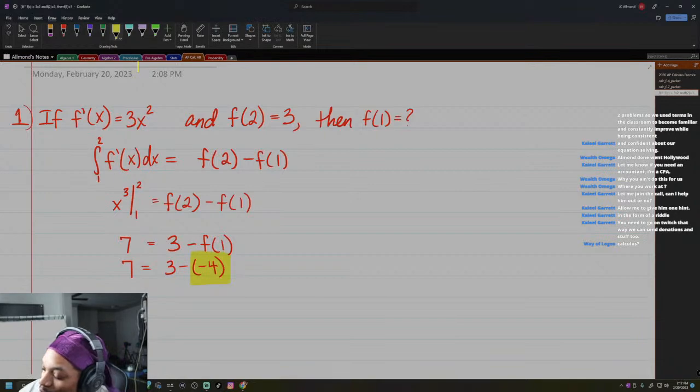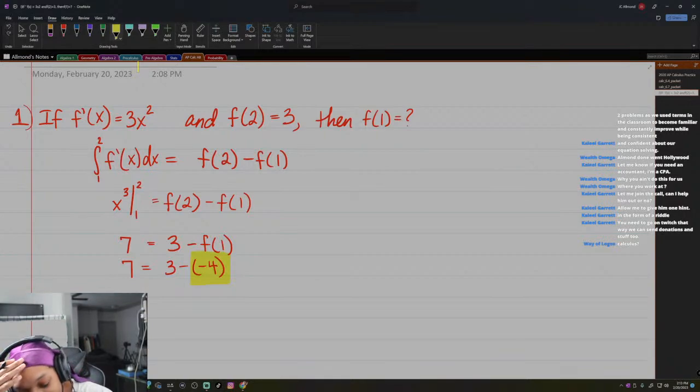Man, multiple ways, multiple solution pathways. And they're both correct. So that was that one.